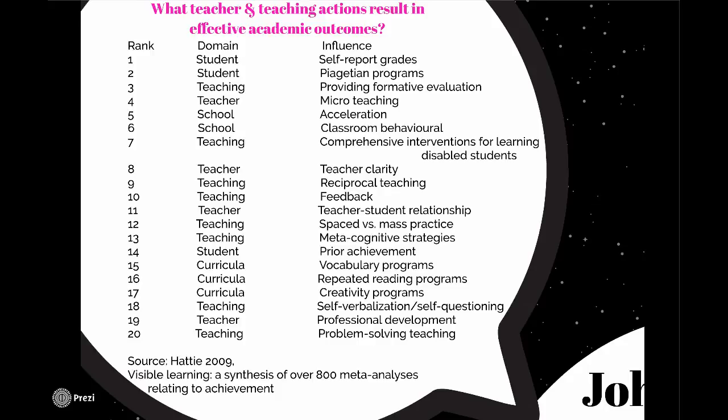So out of the meta-analysis that Hattie did, what teacher and teaching actions result in effective academic outcomes? As you can see there, there's the rank, the domain, and the influence. Pause if you'd like on this one, and just take your time to have a look at those if you haven't seen them before, or if you want to have a different look. These are the top 20. You'll notice the various domains of influence about student, teaching, teacher, school, curricula. So they're all there. Interestingly, look at the top 3 or 4.